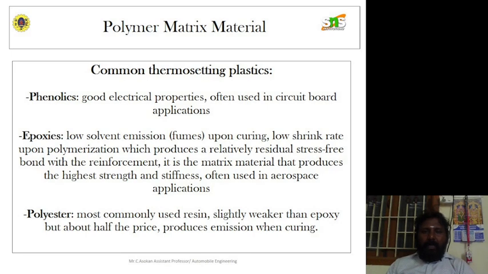Polymer matrix material. The common thermosetting plastics: phenolics have good electrical properties, often used in circuit board applications. Epoxies have low solvent emission upon curing and a low shrink rate upon polymerization, which produces relatively low residual stresses, and a good bond with reinforcement. It is a matrix material that produces the highest strength and stiffness, often used in aerospace applications. Polyester is the most commonly used resin, slightly weaker than epoxy but about half the price; it produces emissions when curing.